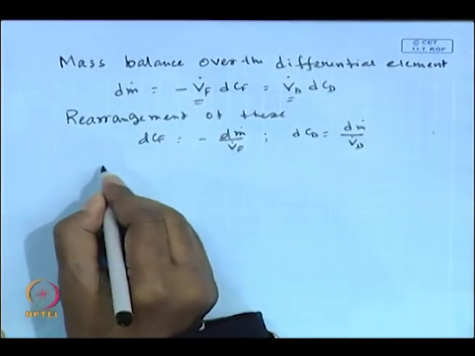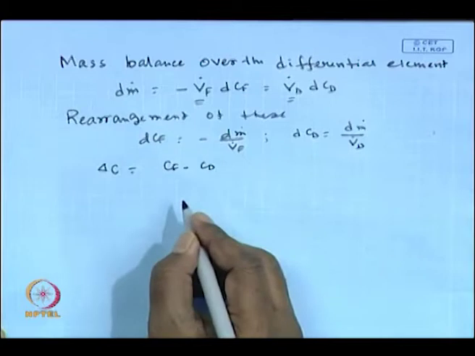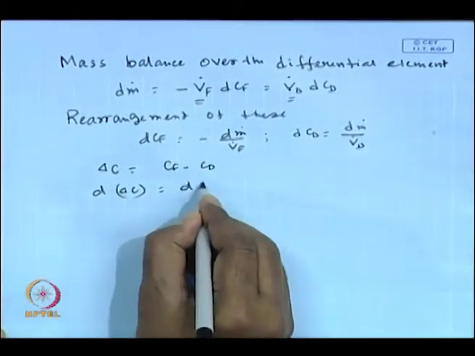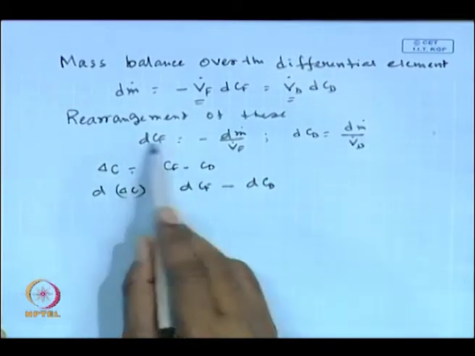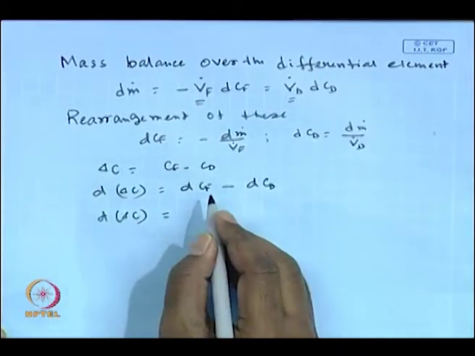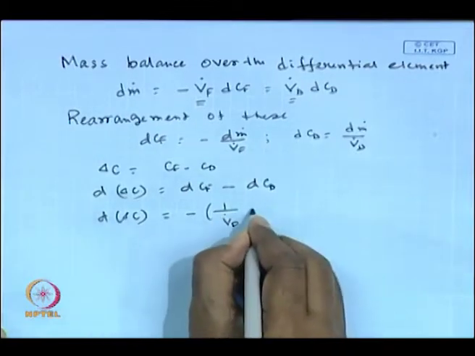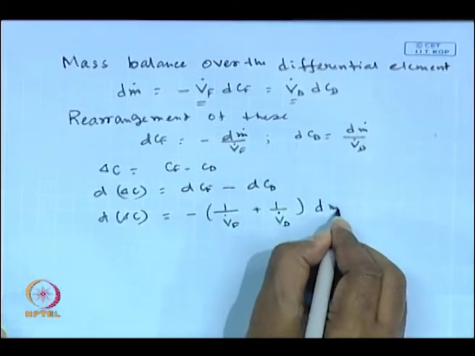And what is our delta C? Our delta C is nothing but Cf minus Cd. And what is d delta C? D delta C is nothing but dCf minus dCd. So, just put the value of dCf here. So, you will be getting an expression of d delta C, and d delta C is nothing but minus 1 over Vf dot plus 1 over Vd dot times dm dot.